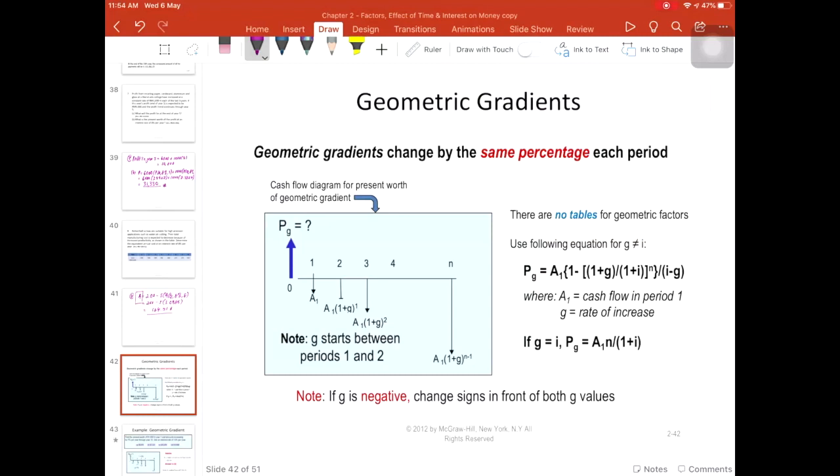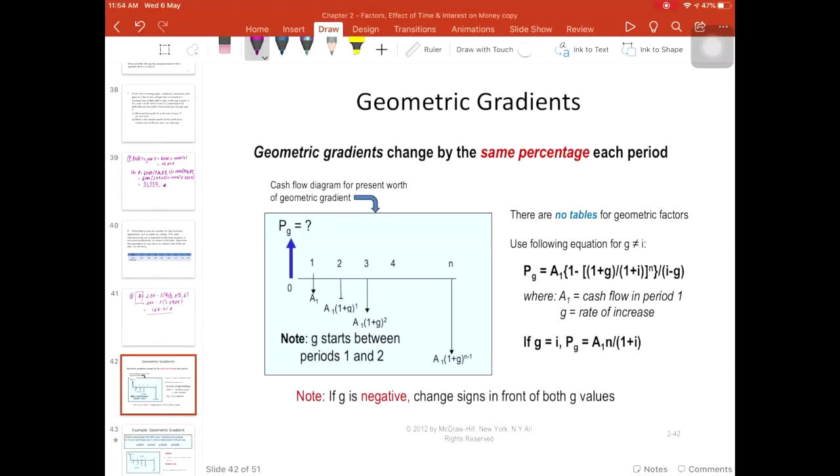Okay, so firstly you have to know about the definition. What is the definition for the geometrics? We know that for the arithmetic, the number of the year is consistent. Okay, 5 ringgit or 100 ringgit consistently added within the year.